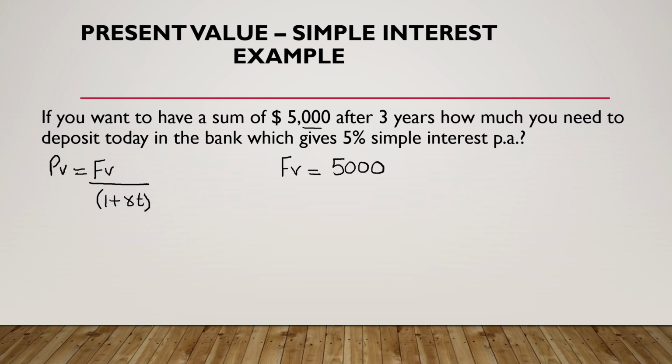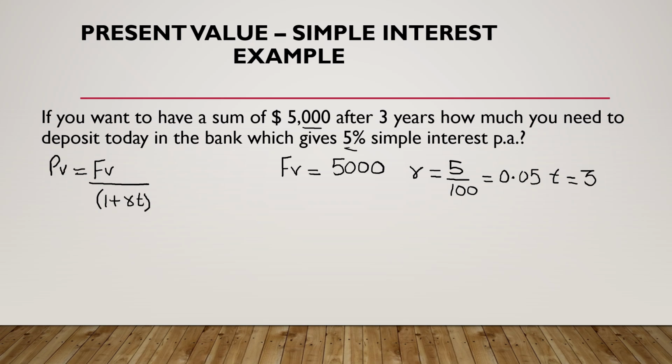Then, as per the formula, R is what? R is nothing but the rate of interest. See, 5% simple rate of interest. 5% means 5 per 100. So 5 divided by 100 will come to 0.05. And then my T. T is what? T is the time. For how much time? It is 3 years.